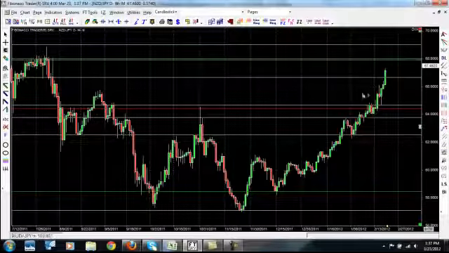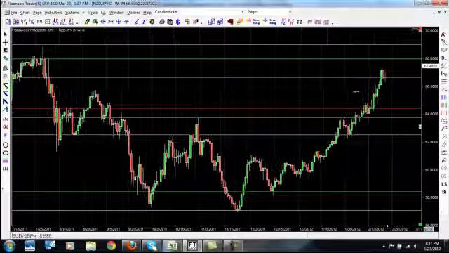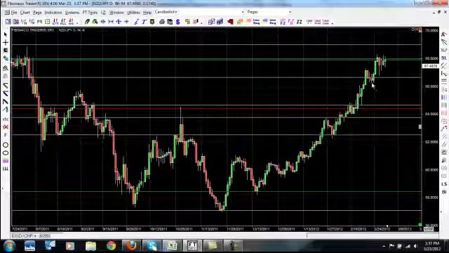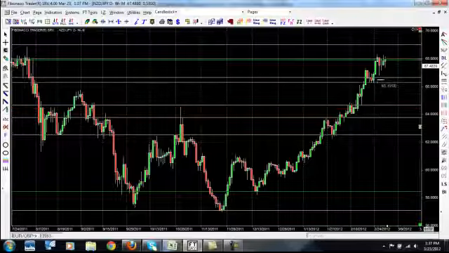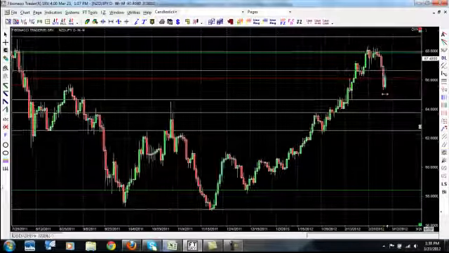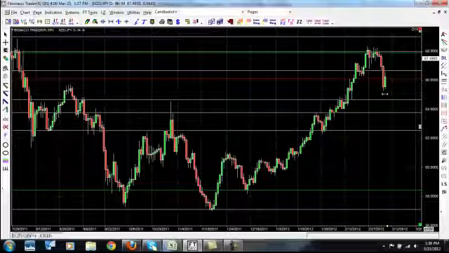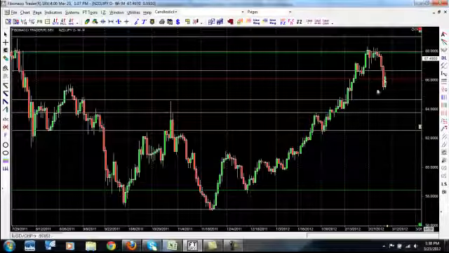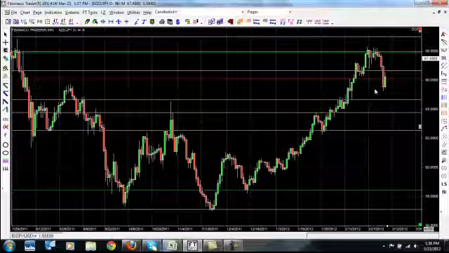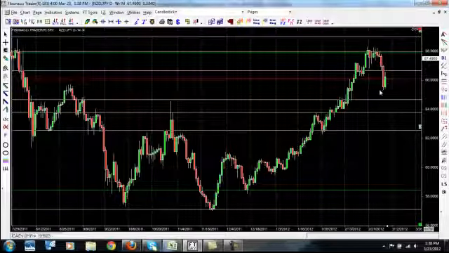Okay, and boom, it hit it again. I'm going to put my profit target below this swing low here. Boom, we got stopped out. You got it? So we got stopped out. The currency pair made an adjustment. We had what we call a pullback.